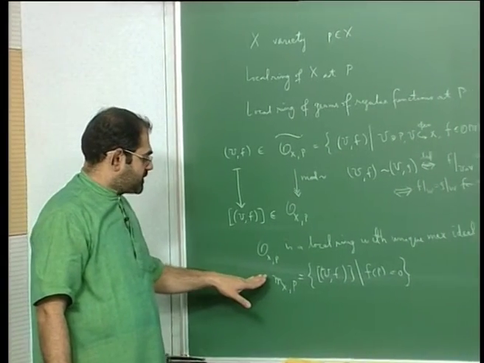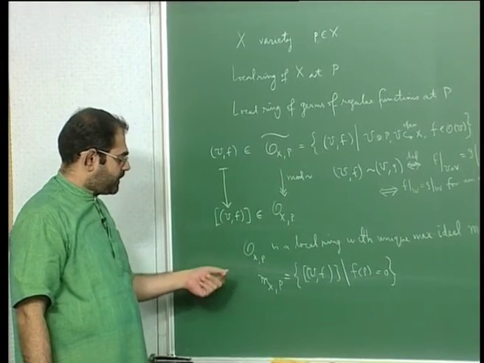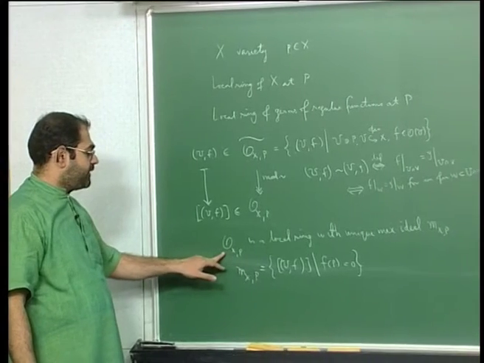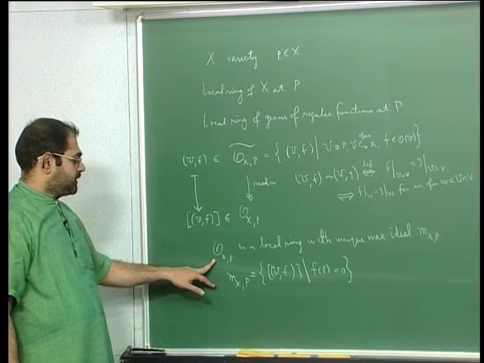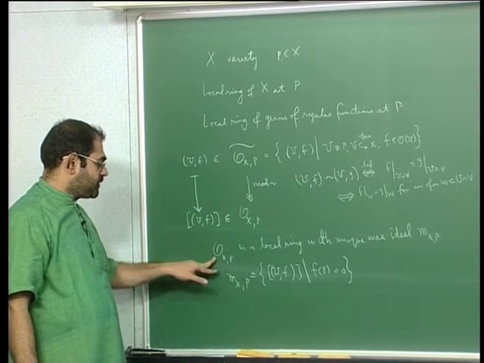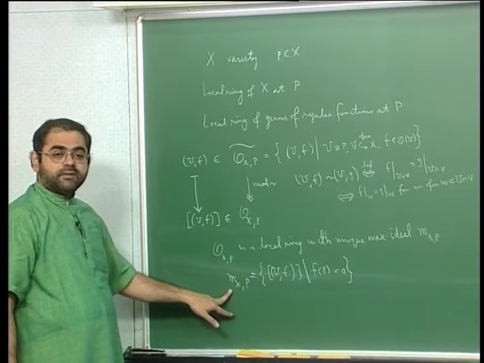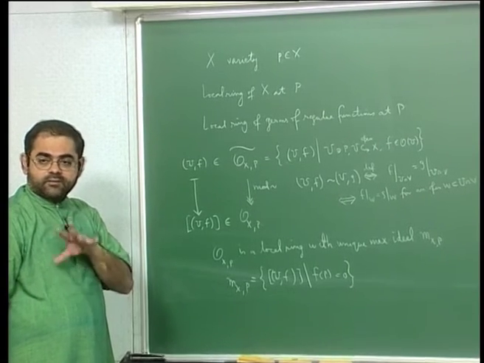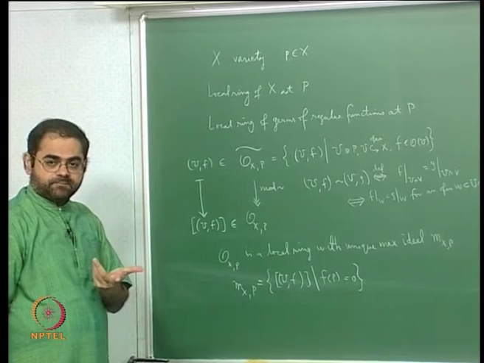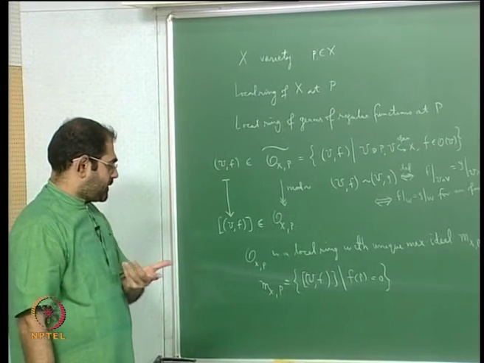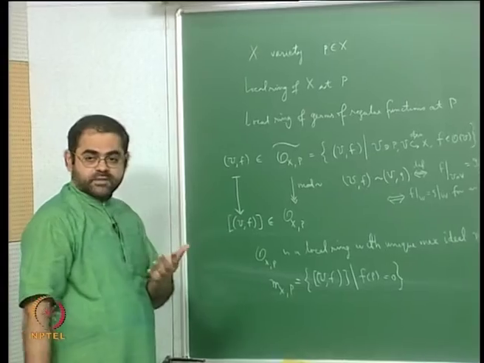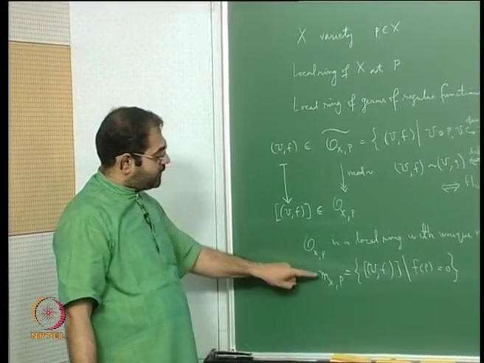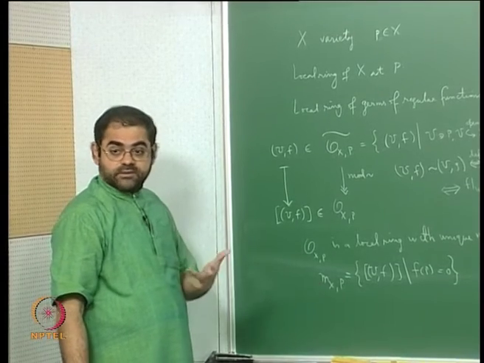And how did we show that this is a maximal ideal? We showed this by showing that if there is a germ which does not vanish at P, then by continuity it will not vanish in an open neighborhood containing P, and on that open neighborhood it will become invertible, so it will become a unit. So in other words, a germ of a function that does not vanish at P, namely an element outside this ideal, is a unit.